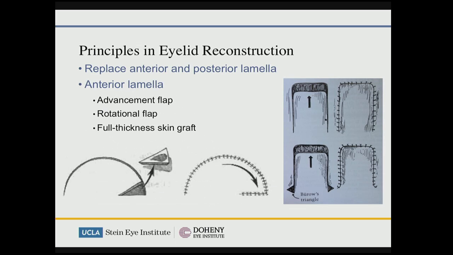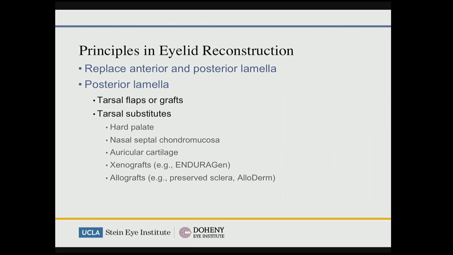So in eyelid reconstruction, it's important to replace anterior and posterior lamella. The anterior lamella can be replaced with an advancement flap, where tissue is advanced forward or up, a rotational flap, where tissue is rotated into the defect, or via a full-thickness skin graft. The posterior lamella can be replaced with tarsal flaps or grafts from another eyelid or with various tarsal substitutes.